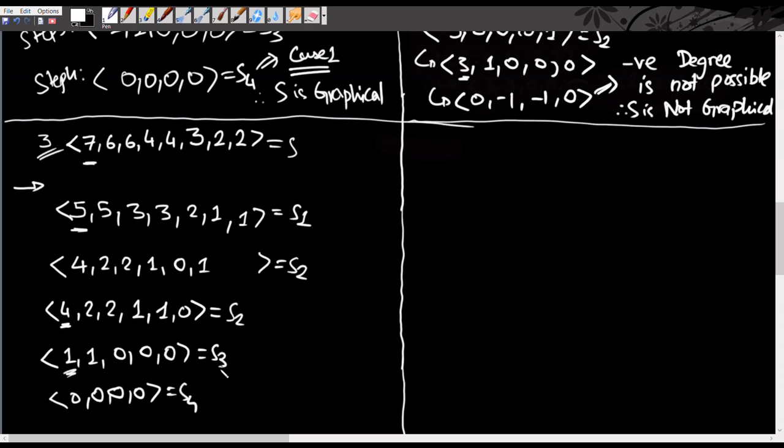If you see carefully, we're again getting case 1 where all the entries in your degree sequence are 0. That means that your original sequence S is graphical.